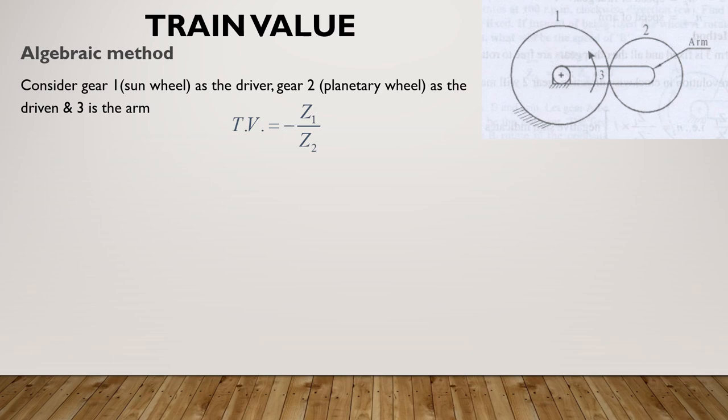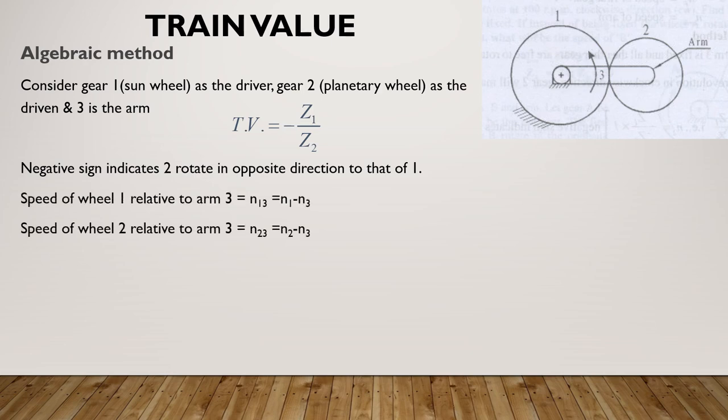So when you write the combination of 1 and 2, the first gear is rotating in clockwise direction. When this is rotating clockwise, the second gear will rotate anti-clockwise. So the direction of rotation is opposite here. That's why we put a negative sign. The negative sign indicates that 2 is rotating in an opposite direction with respect to gear 1.